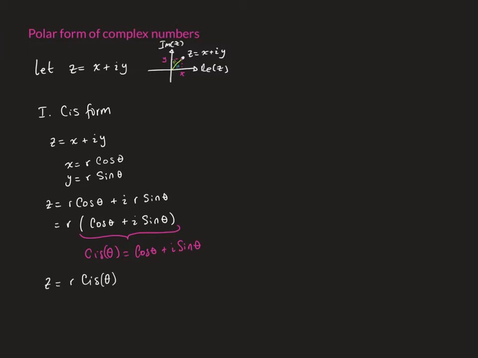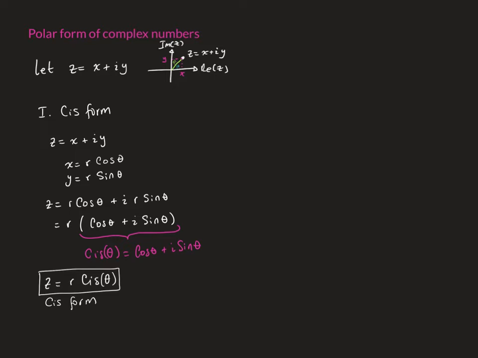So if at any point I want to go back to Cartesian form, all I have to do is substitute this expression, substitute the angle, and calculate to get the specific values for x and for y. Again, this form is called cis form.